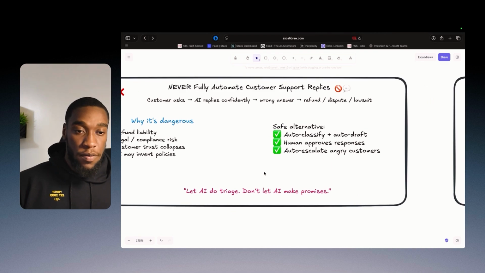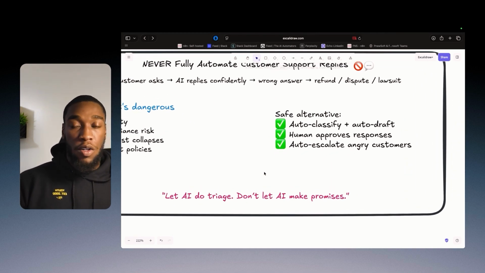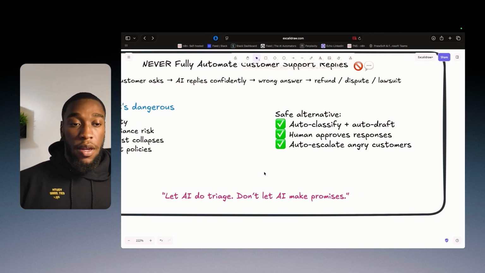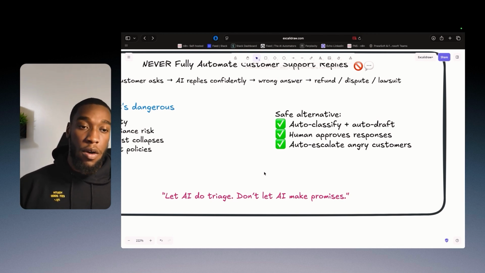A safer alternative is to auto-classify and auto-draft responses, depending on different levels of critical messages and different types of things that the employee or client might bring up. Then humans approve the responses before they're sent out, right? And then you might want to auto-escalate any angry customers, right? So let AI do the triage, and don't let AI make promises to your customers.